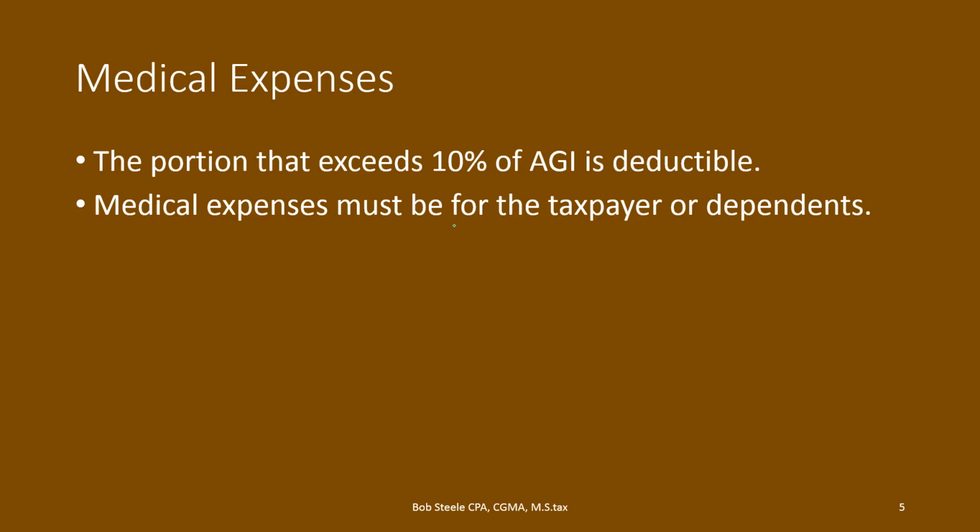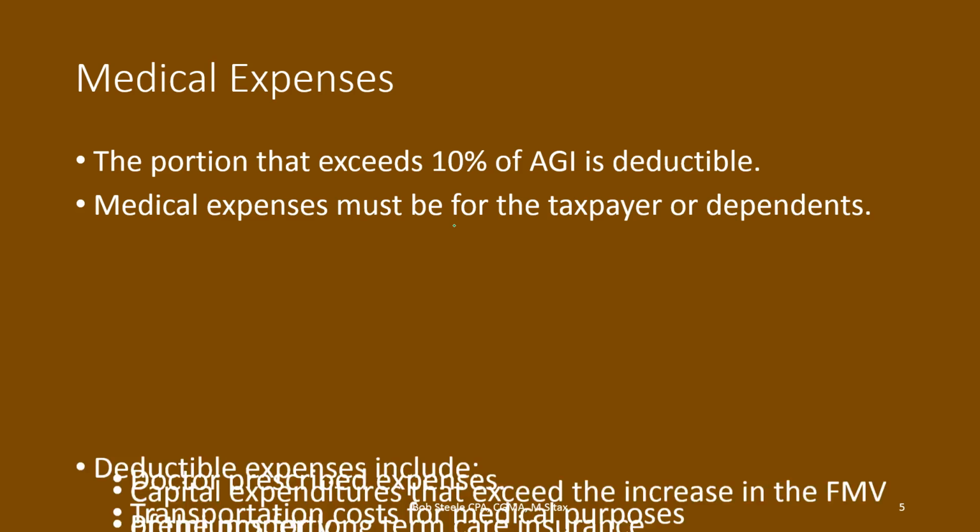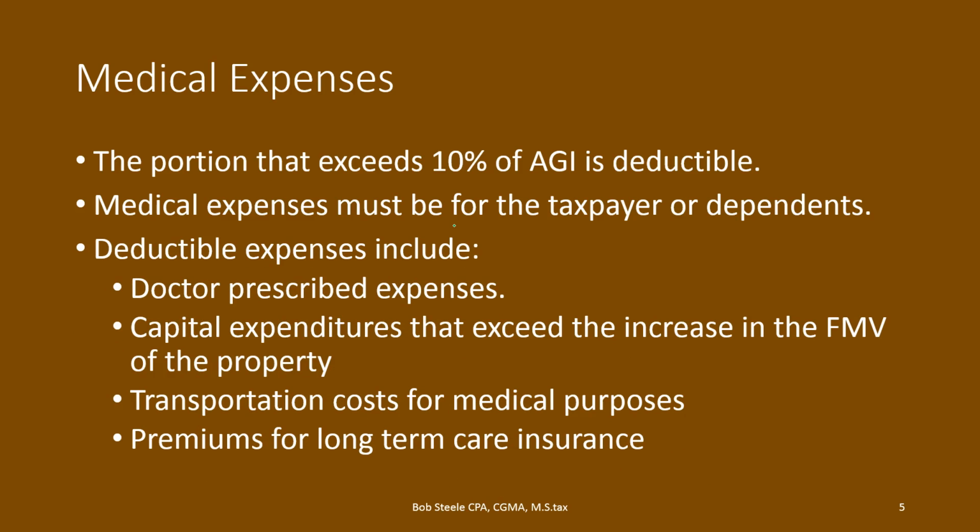The medical expenses must be for the taxpayer or the dependents, so someone basically within the household, someone that we are claiming on the tax return as someone that lives in the house or someone that is a dependent to the taxpayer. The medical expenses for those individuals would be the ones that could qualify on the taxpayer's tax return. So deductible expenses could include, obviously, the doctor prescriptions. So any doctor's prescriptions, appointments, and whatnot would be deductible if they were not reimbursed by insurance.